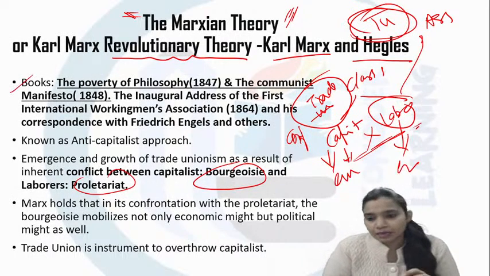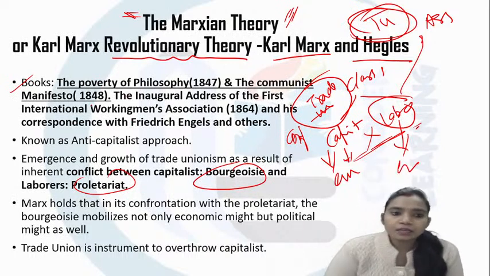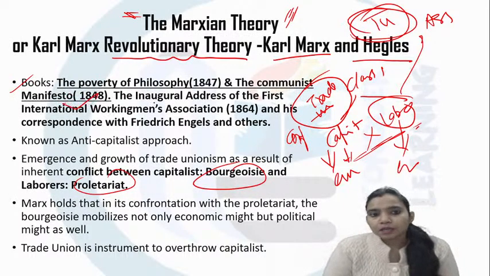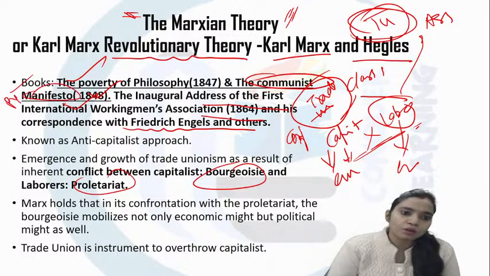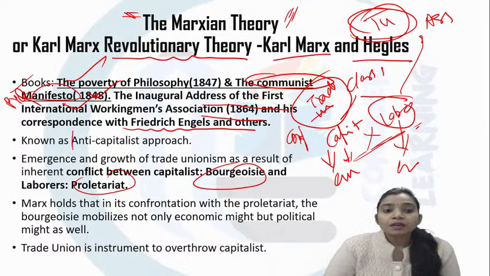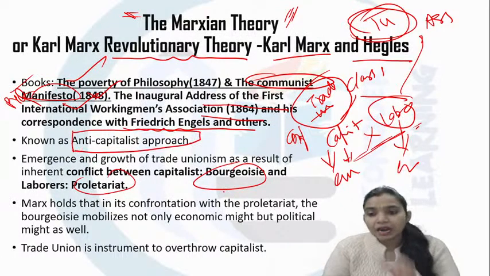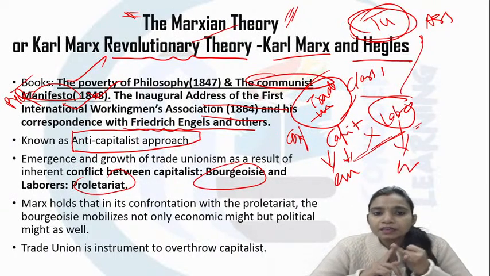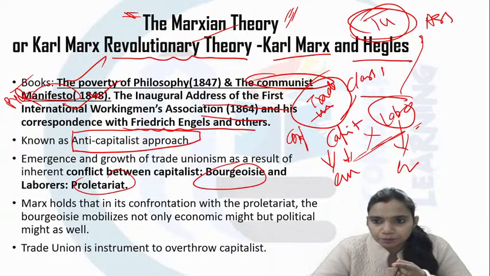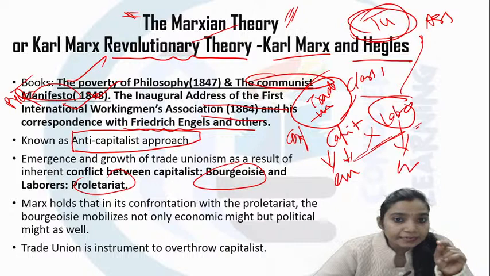So the books given by Karl Marx are Poverty of Philosophy, The Communist Manifesto, this is important, The Inaugural Address of the First International Working Men's Association 1864, and his correspondence with Friedrich Engels and others. So you need to remember the books. The Communist Manifesto, this is a PYQ already asked in the exam. This is also known by different names. The alternative names for the Marxian theory are the Karl Marx revolutionary theory, the anti-capitalist approach, and the radical approach.